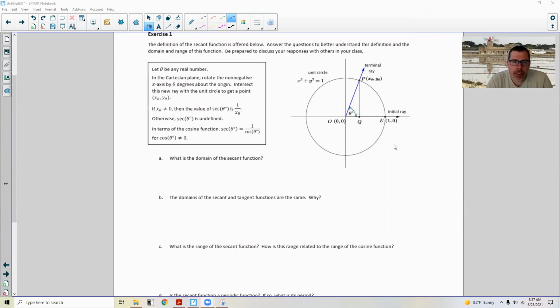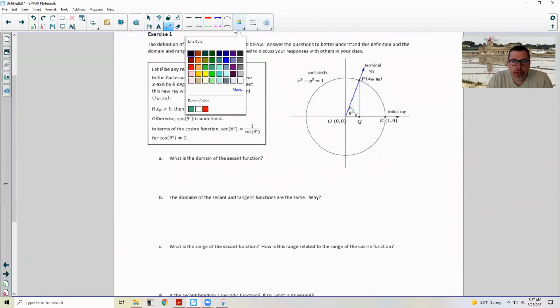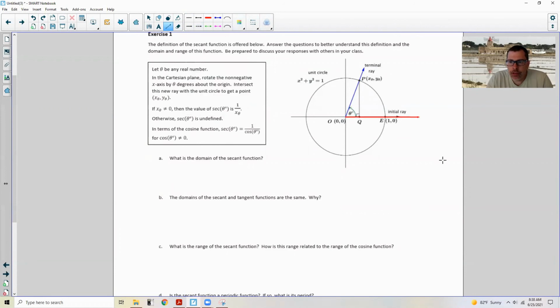In the Cartesian plane, rotate the non-negative x-axis by theta degrees. Okay, so what they're telling you is to do this. Okay, I'm going to create a ray, and let's make it red, and it's going to be originating at the origin, and there it is. There's the positive x-axis, is that red ray I just created. Okay, rotate the non-negative x-axis by theta degrees about the origin. So then we would rotate this around.